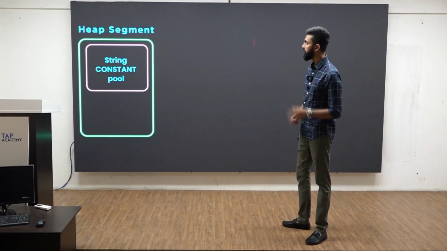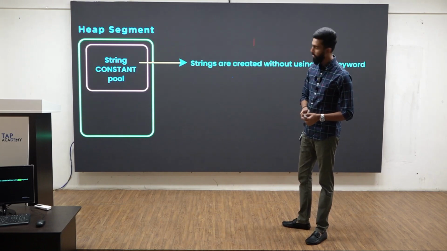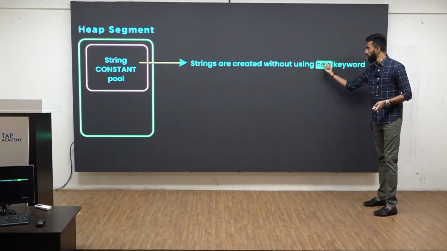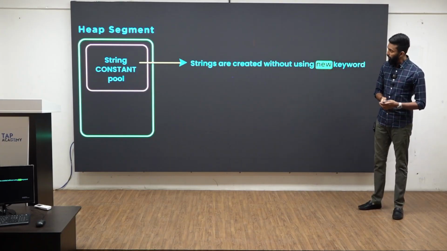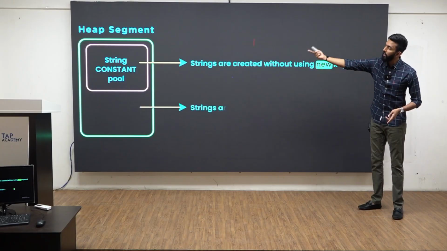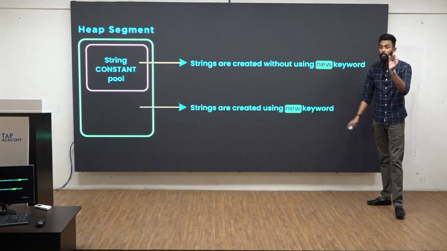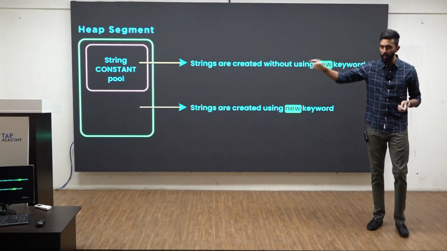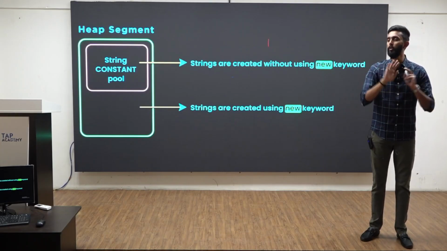Very simple. Just keep this in mind. Strings are created in the string constant pool when they are created without using new. What it means you will understand. However, strings are created outside the string constant pool whenever they are created using new. So just keep in mind, constant pool means when? Without using new. Outside constant pool is when? Using new. Am I clear till here?